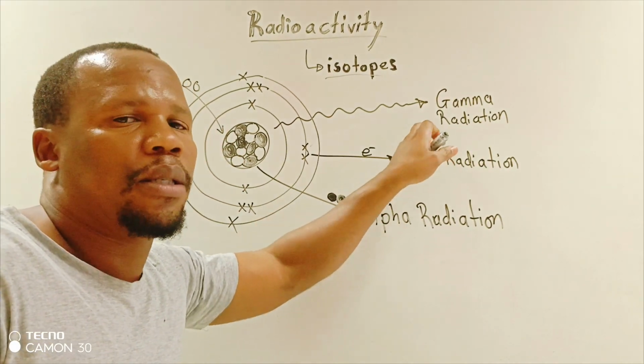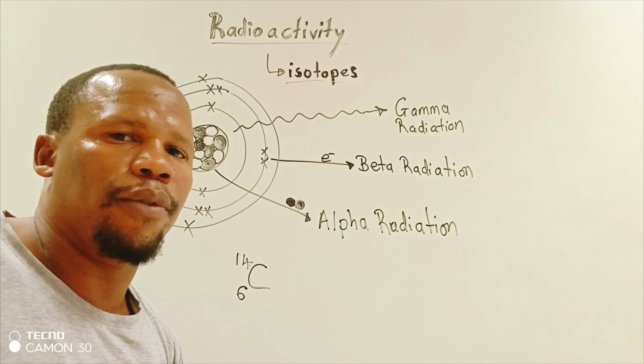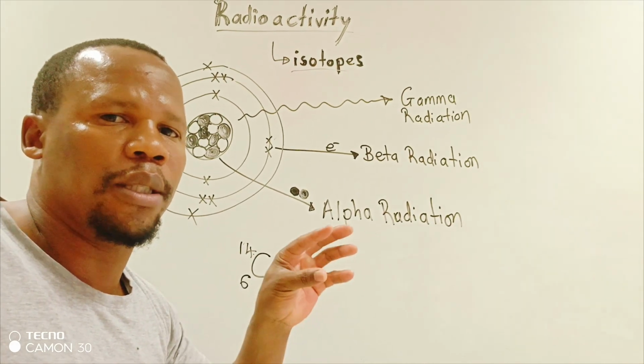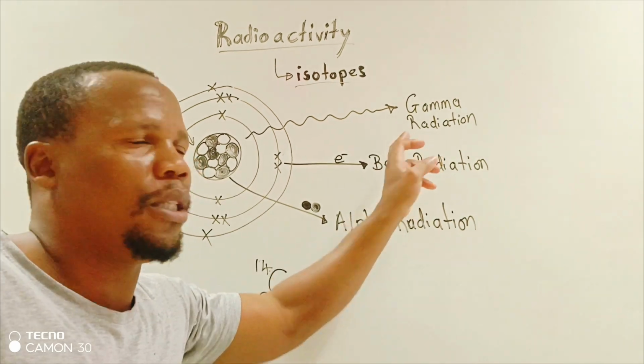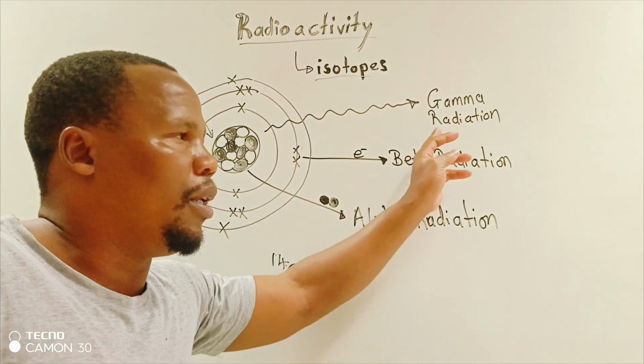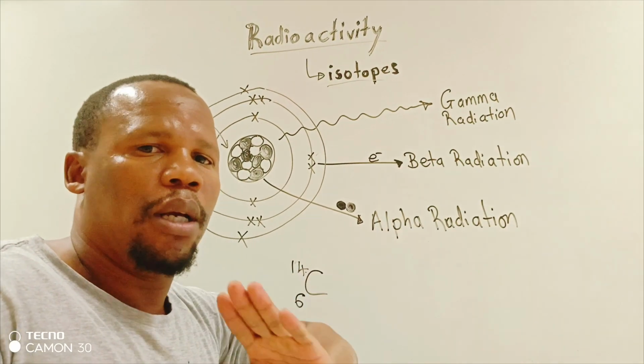And remember, this is the same gamma on the smallest wavelength of the electromagnetic spectrum. It travels at the speed of light. Gamma is very highly penetrative. Gamma charge.